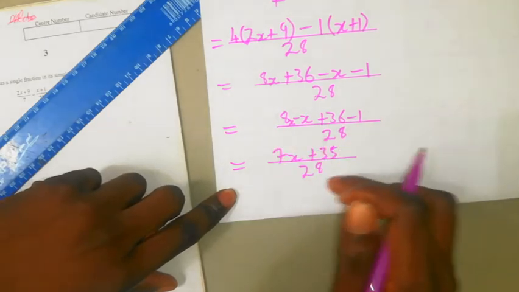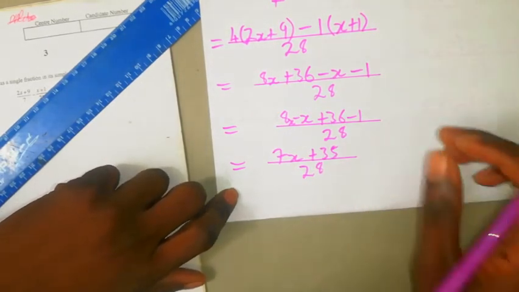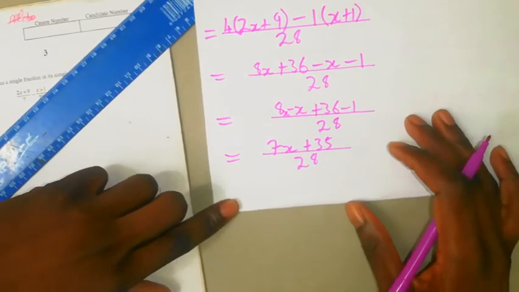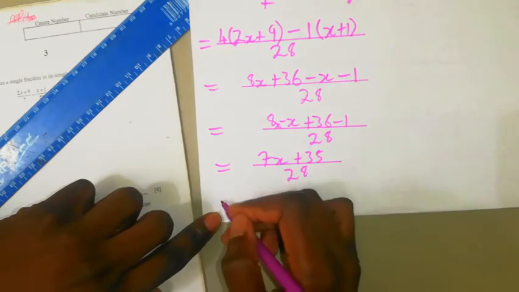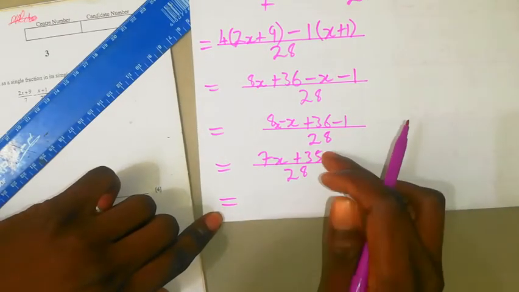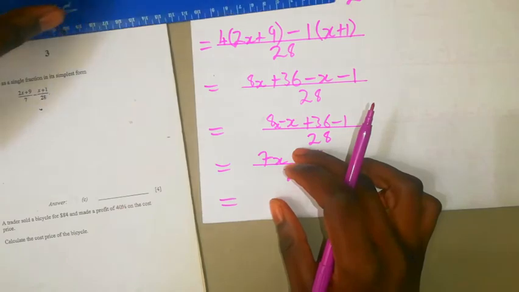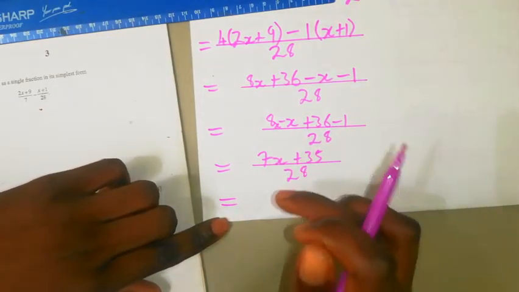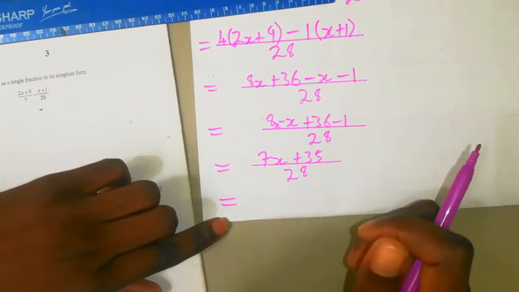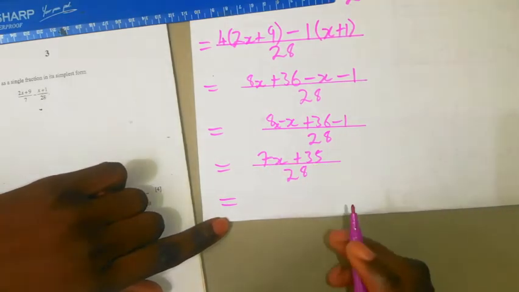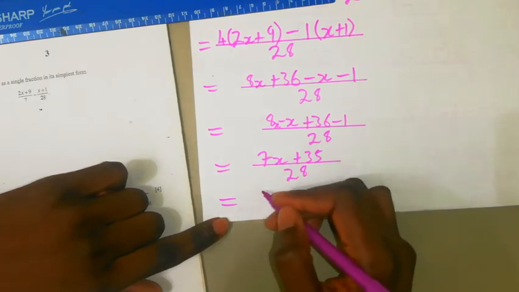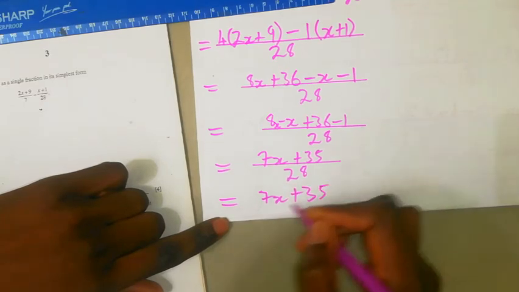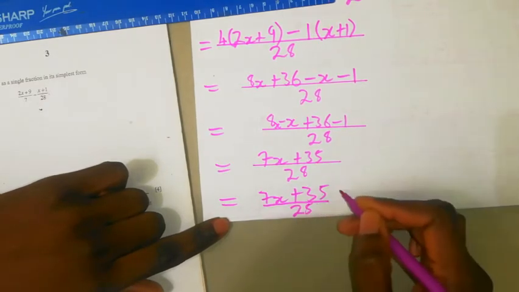If you are to leave your answer here, you are going to lose that extra 1 mark. Now here it comes. The reason why this question was 4 marks, all this is supposed to be reduced to its lowest terms. So in this case, we have to divide everything. We have to divide everything by what? By 7. So you're going to say 7x plus 35 over 28.